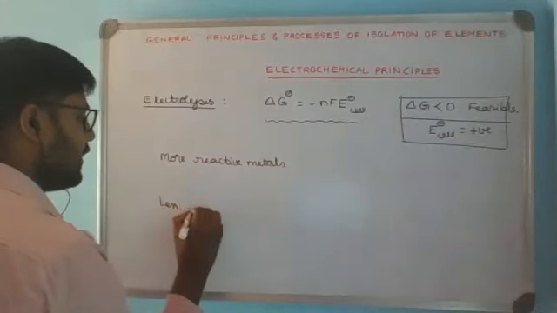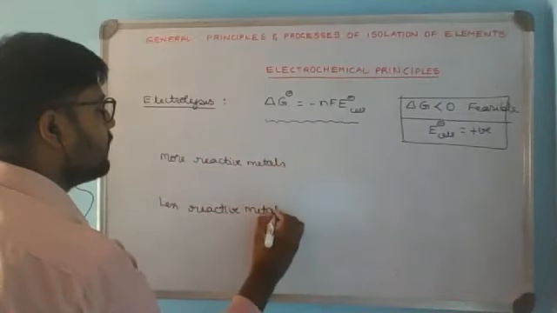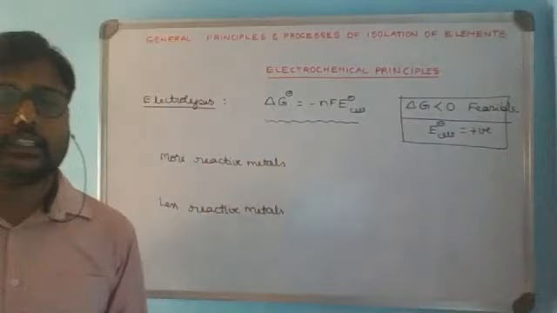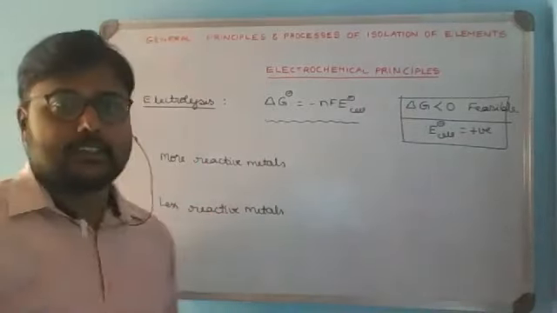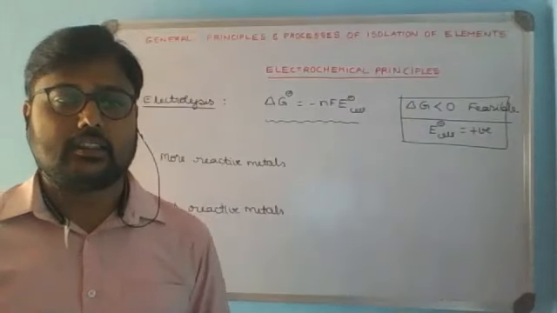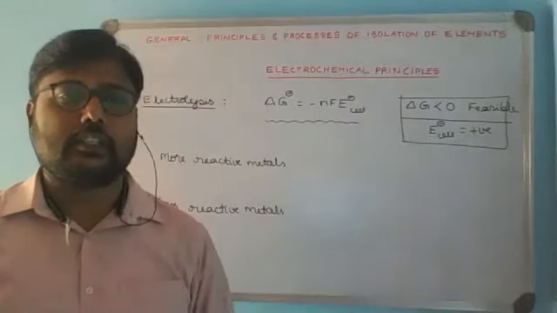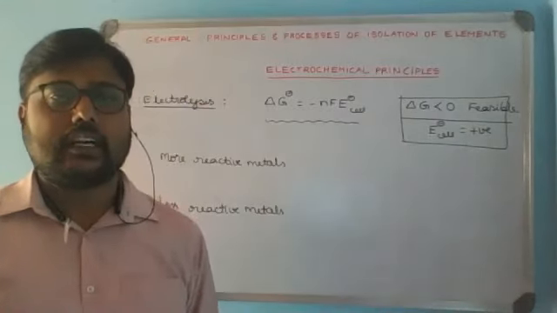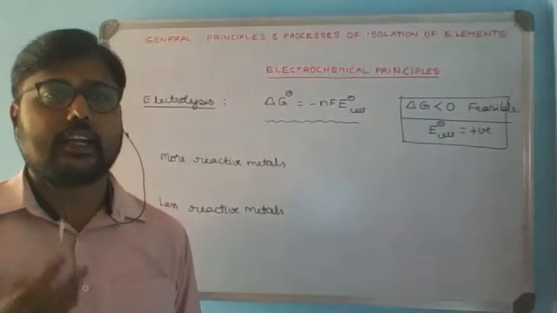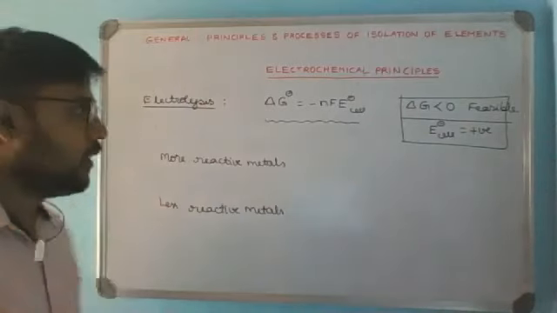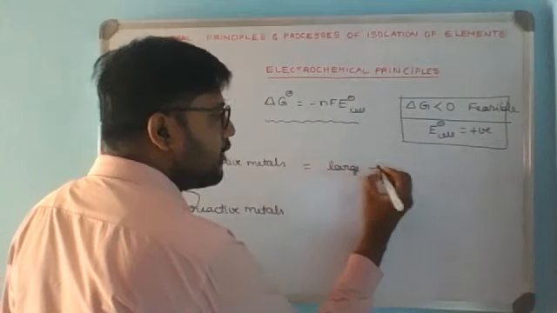and less reactive metals or non-reactive metals. Almost all the metals will be reactive in nature except the noble metals. So how to categorize the metals into highly reactive metals and less reactive metals? It is by using the standard reduction potential values again. By knowing the standard reduction potential value with its sign, we can conclude whether the metal is reactive or less reactive. More reactive metals will always have large negative E0 values.